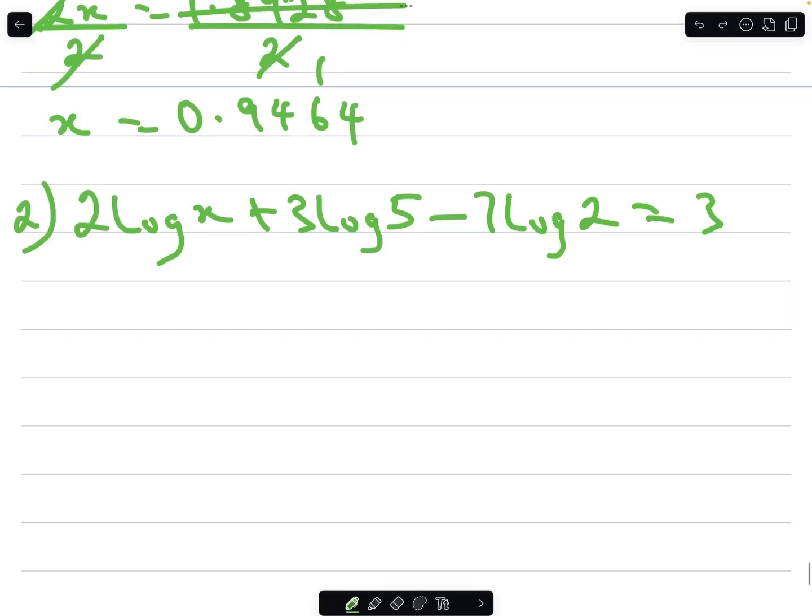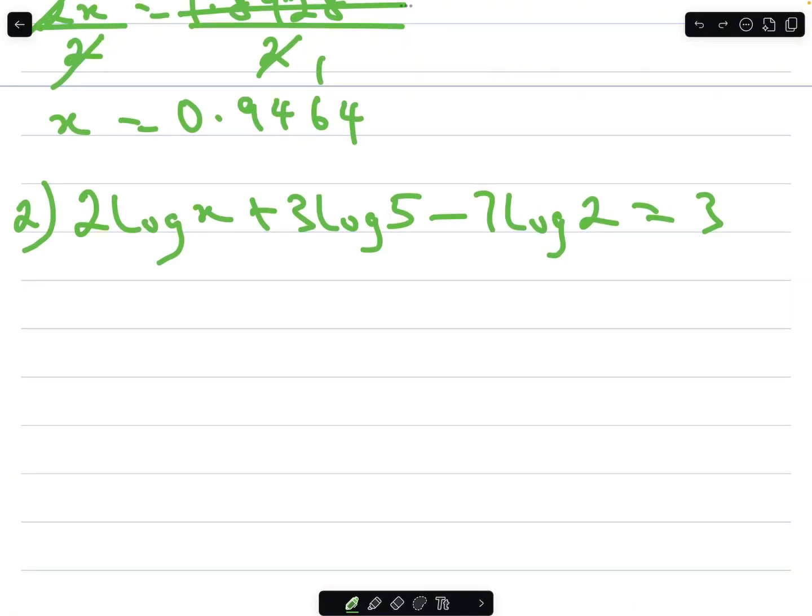Are you there? Yes. 2 log x. I can see that all of them are in what base? If the base is not written, it means it's in base 10. Exactly. So all of them are in base 10.